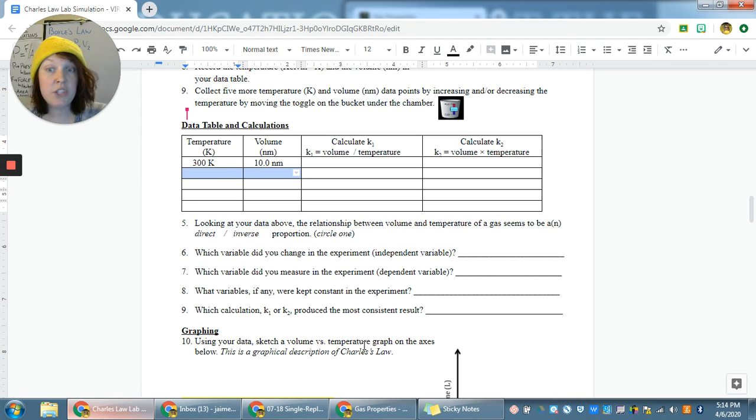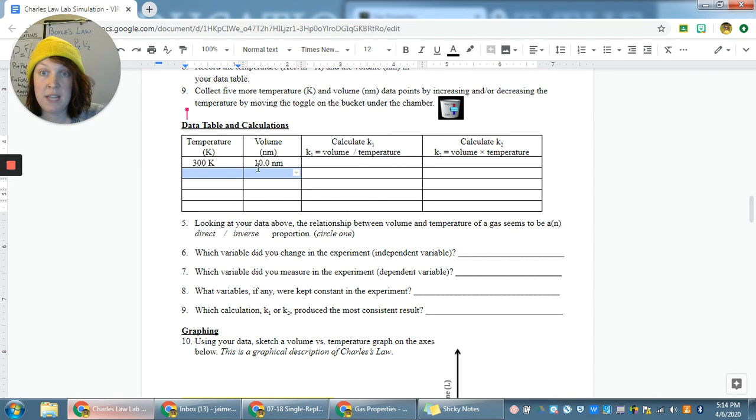And number 9 says, which calculation, K1 or K2, produced the most consistent results? Okay, so for this one, all you're going to do is plug in the numbers that you recorded from the simulation into each of these equations and calculate them to see what numbers you get from those calculations.